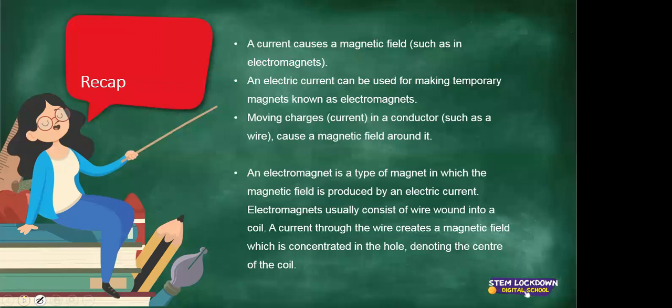This causes a magnetic field around it. Now, an electromagnet is a type of magnet in which the magnetic field is produced by an electric current. Electromagnets usually consist of wire wound into a coil and a current through the wire. This creates a magnetic field which is concentrated in the hole, denoting the center of the coil. And as Levi correctly said, it is known as the solenoid.